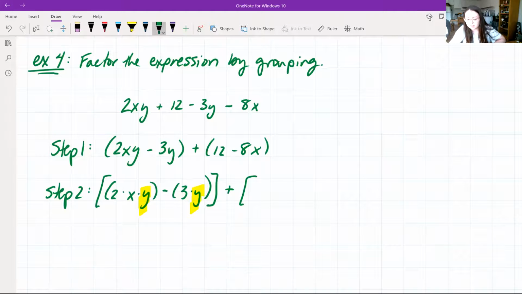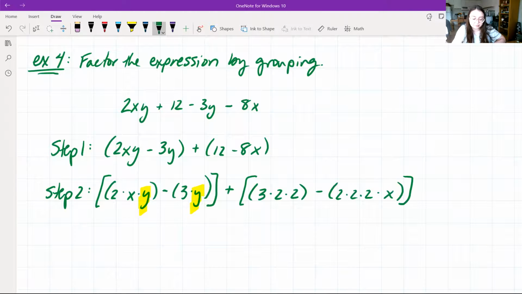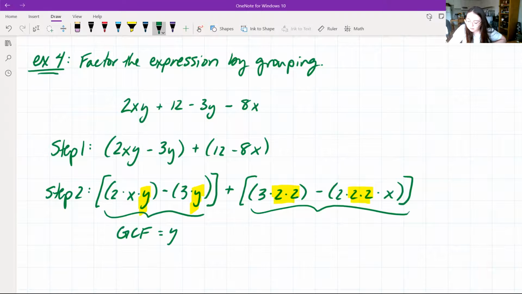Now for our second expression here, we have 12 minus 8x. Prime factorization of 12 is going to be 3 times 2 times 2, minus 8 times x, which is 2 times 2 times 2 times x. Where in this case, we see 2 times 2 appear in both expressions. So we have a greatest common factor of y, and over here we have a greatest common factor of 2 times 2, which is 4.